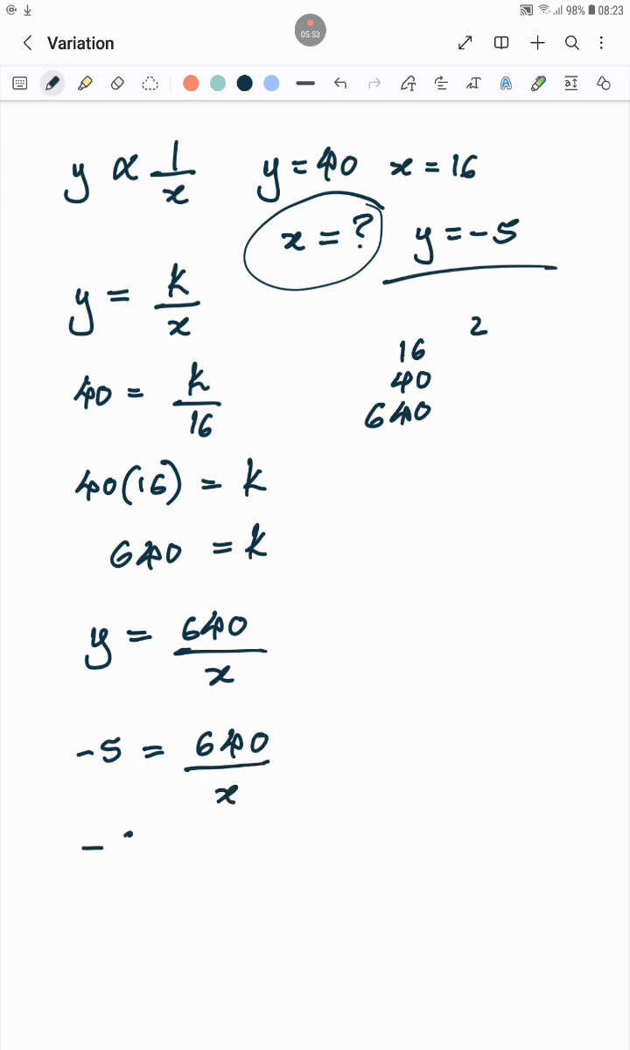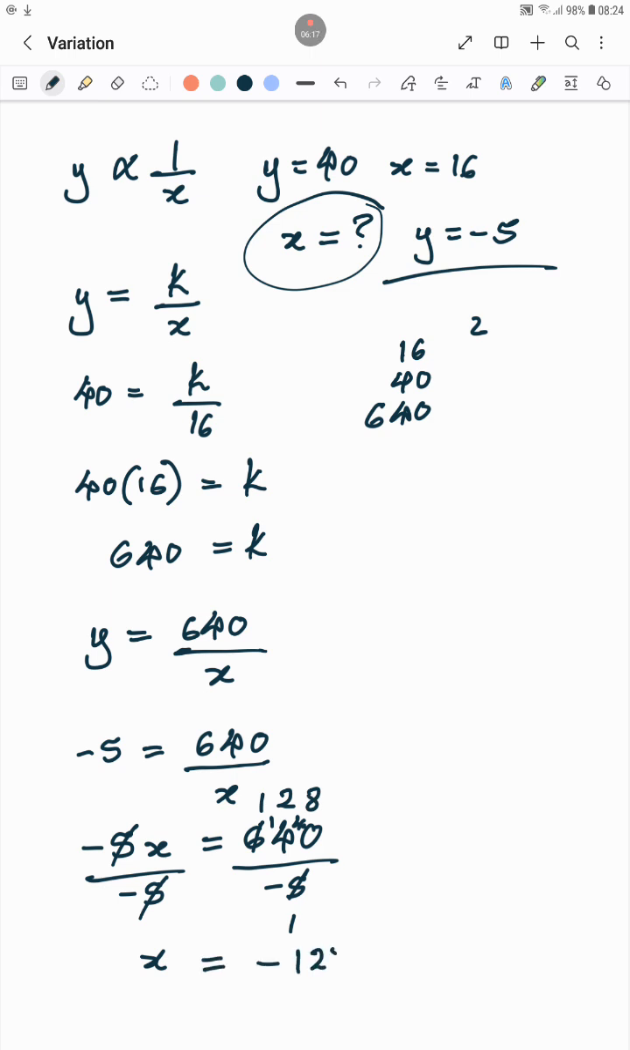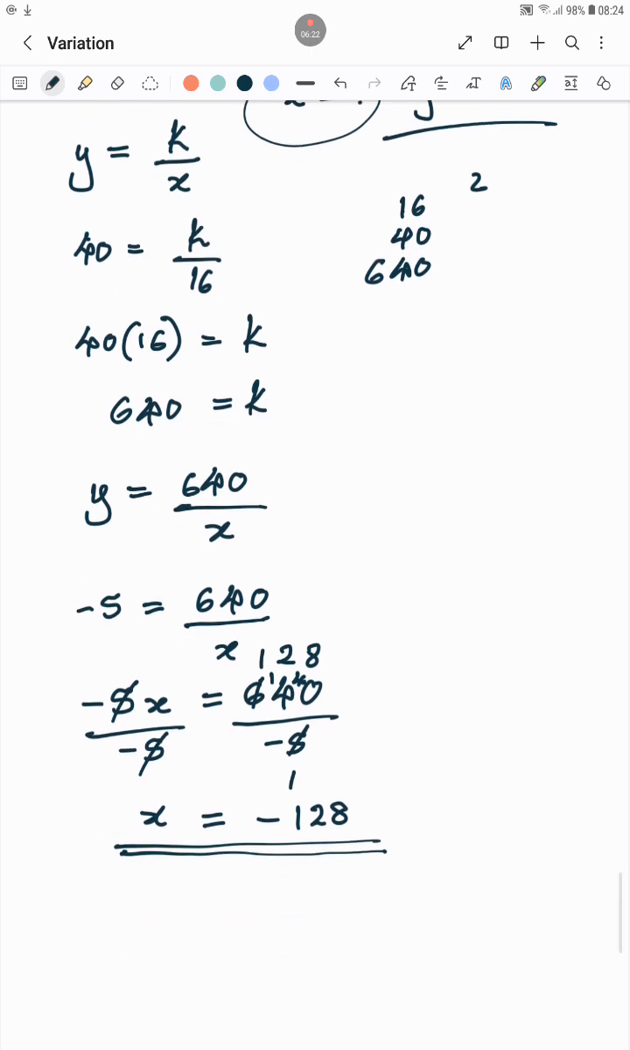If you multiply both sides by x, you're going to get -5x is equal to 640, and then you divide both sides by -5. 5 into 6, that's 1, remainder 1, into 14, that's 2, remainder 4, and 5 into 40, that's 8. So your answer here will be -128. So these are the two examples I had for you in this lesson.